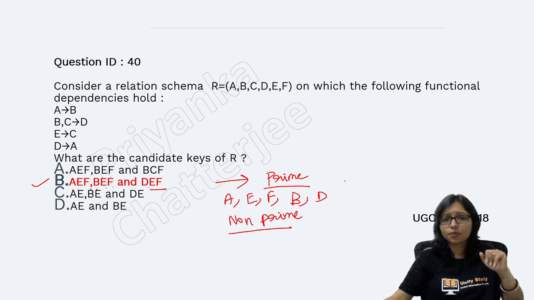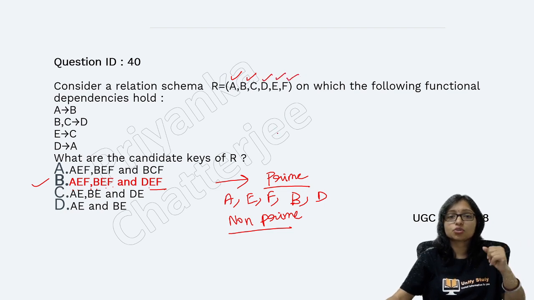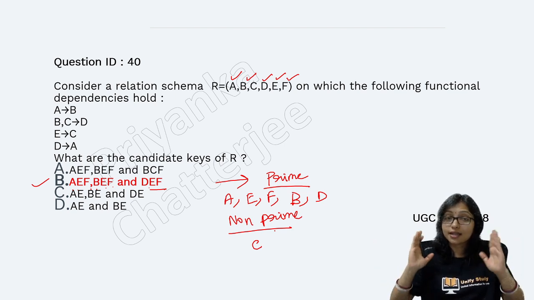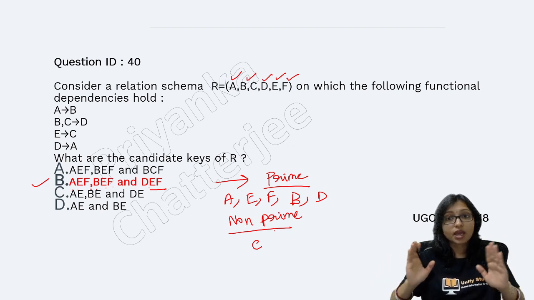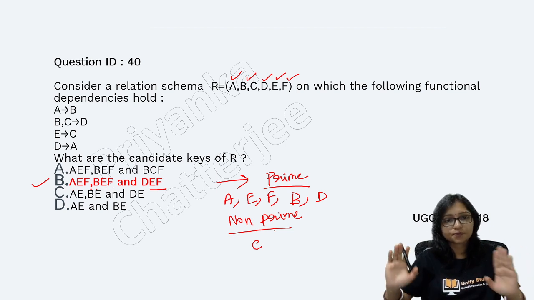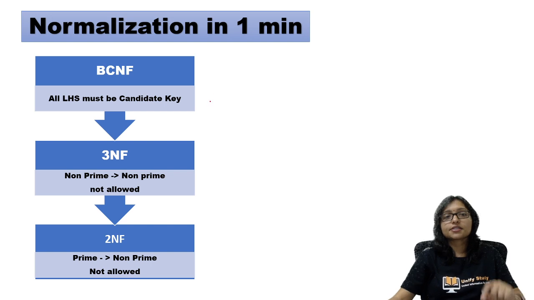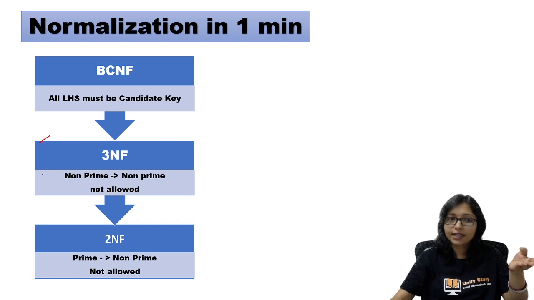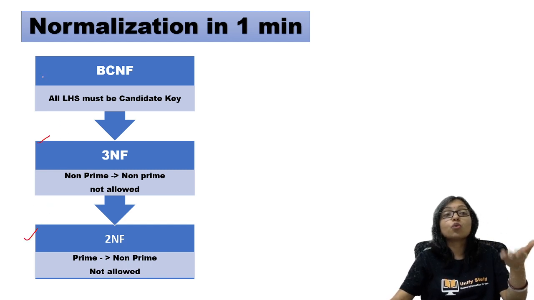After that, which one is the non-prime? Which is not part of a candidate key. A is already there, B is already there, D is also there, E is also there, F is also there. Only non-prime is C, because C is not part of a candidate key. So that's why C is non-prime. So it is the next step. After identifying the candidate key, you have to identify which are prime and which are non-prime. This is done. Next thing is what? Next thing is BCNF. See that when anything is in BCNF, then it will automatically be in 3NF and then 2NF because there is more constraint.